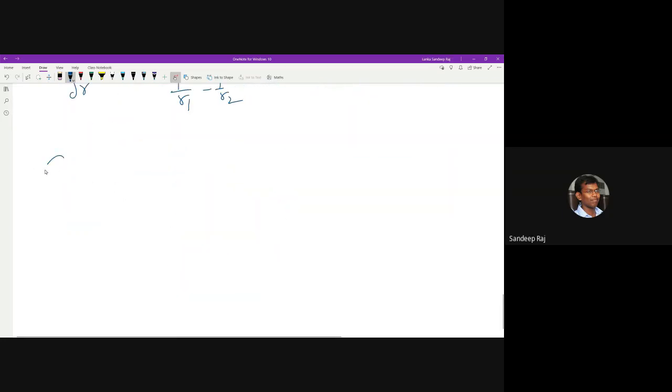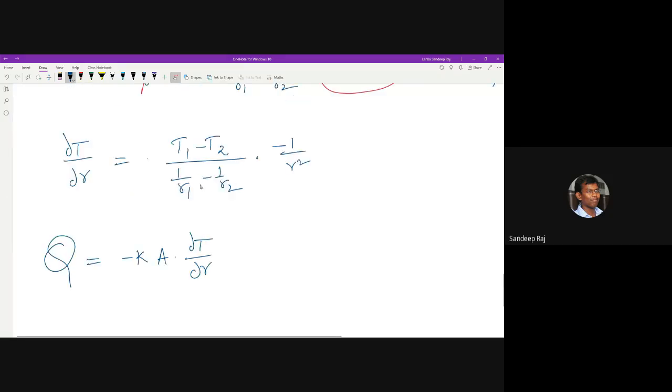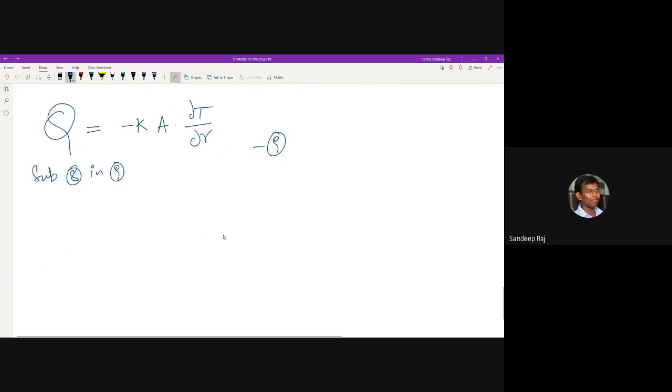According to my Fourier's law of heat conduction, Q is equal to minus K A into dou T by dou R. This is my Fourier's law of heat conduction. Now I have the dou T by dou R expression, and I substitute it into this. Let me call this 8 and this 9. Substituting 8 in 9, what you get is Q is equal to minus into minus will be plus, and I'll be writing that minus here. K, I'll leave it as it is.